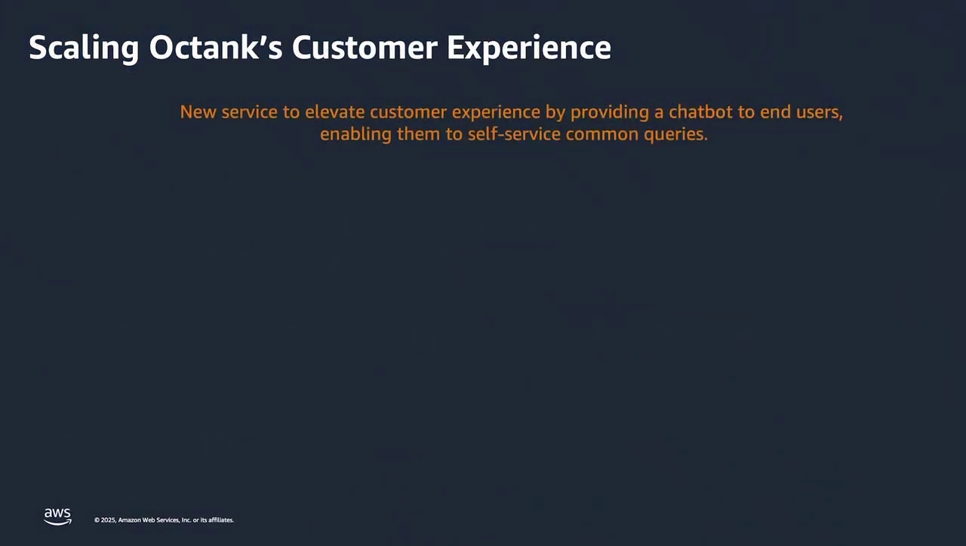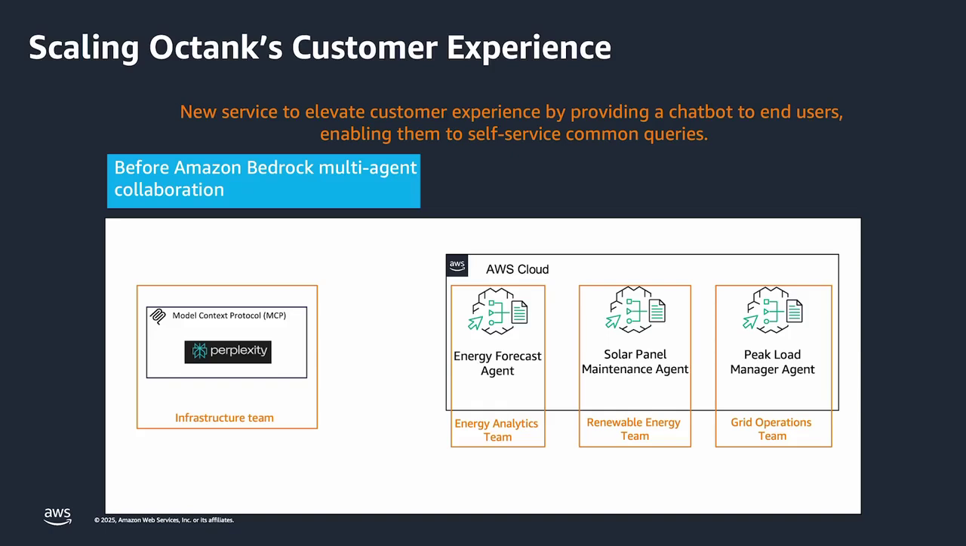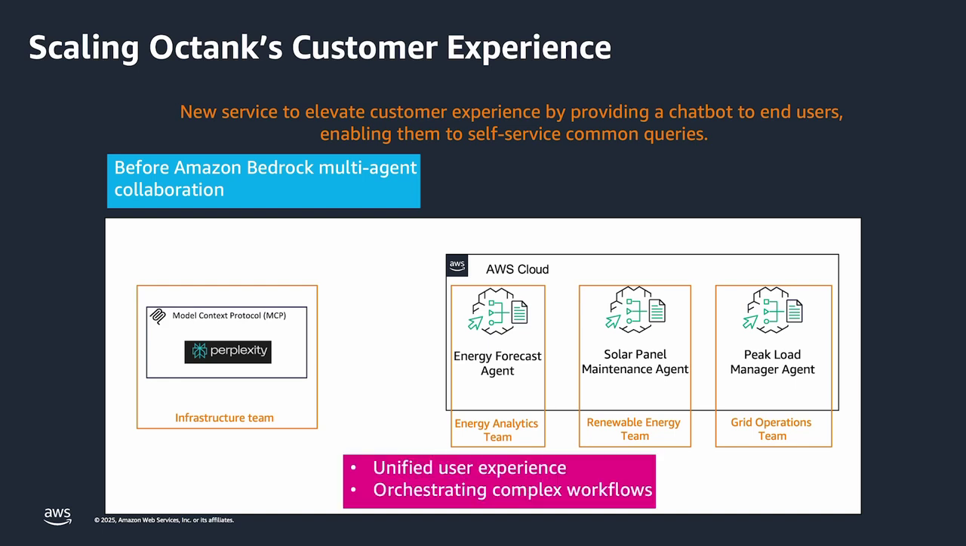Let's pretend you are in Octank's customer experience team, and your goal is to elevate customer experience by providing a chatbot to your customers, enabling them to self-service common queries. Before multi-agent collaboration, you have different teams managing different tools and agents and no technology to combine this into one workflow. Your ideal solution not only involves providing a unified experience for all these tools, but also the ability to orchestrate complex workflows that involve coordination between multiple tools and sub-agents.